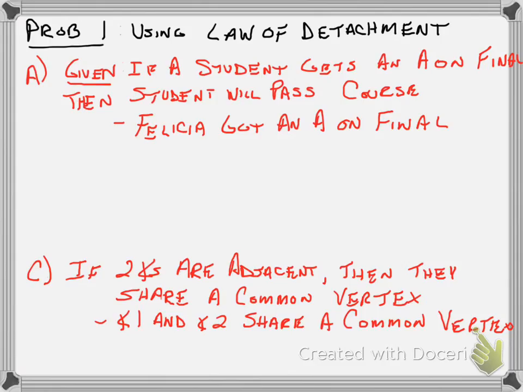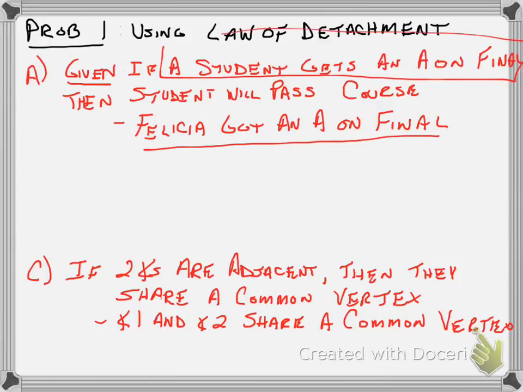Problem 1 is using the law of detachment. Given, if a student gets an A on a final, then the student will pass the course. They tell you Felicia got an A on the final. Well, using the law of detachment, if Felicia got an A on the final, that means Felicia passed the course.